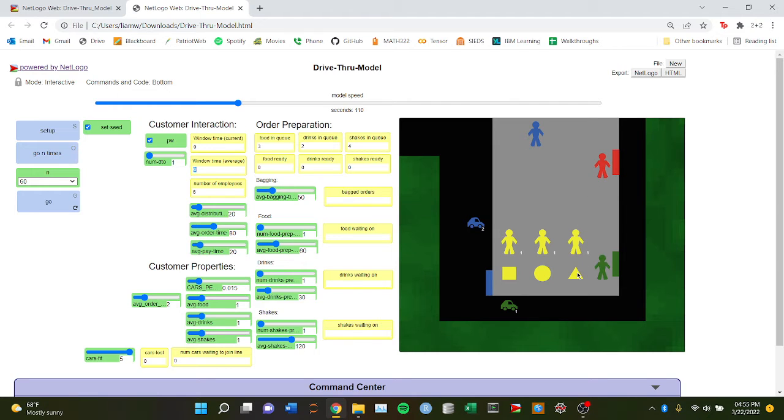I'm not sure what that'll take yet. Okay, but see, here's my food items, my drinks, and my shakes. Now drinks and shakes, right? They could be more similar, I think, right?